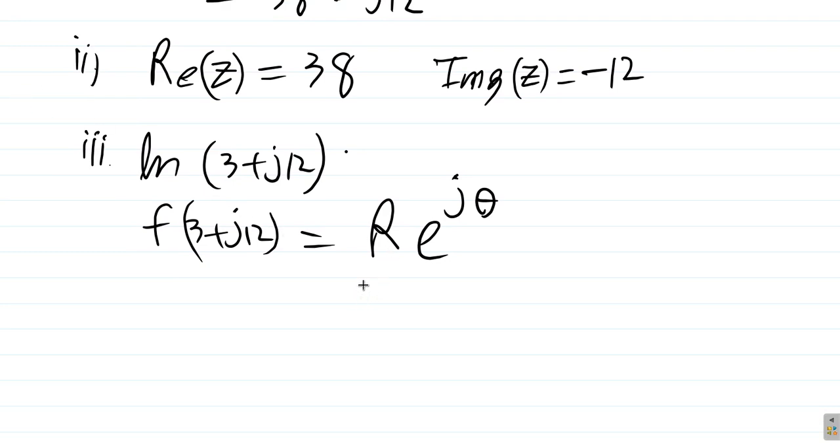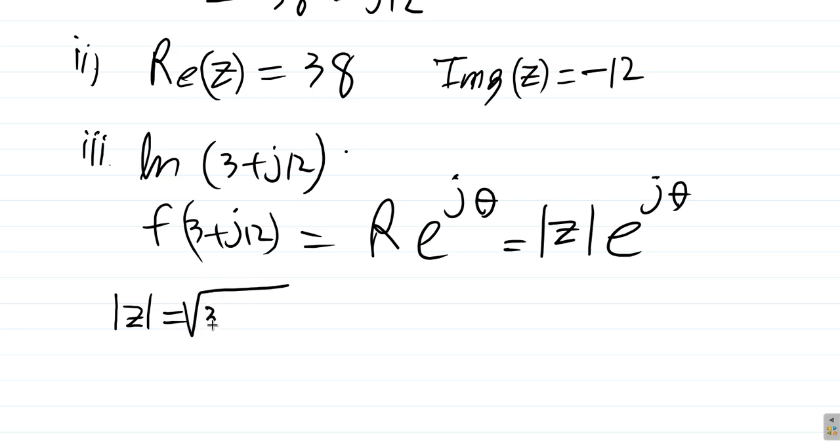Now here, the real part, what is it? I mean r, not the real part, the magnitude is really r. This can be written as the magnitude of z e to the j theta. We usually call this r because it represents the radius of the circle that the imaginary number exists in.